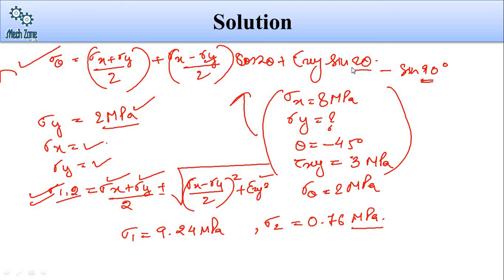However, if we are asked to find the diameter of the Mohr circle, we can find that also. The radius of the Mohr circle we can also find.